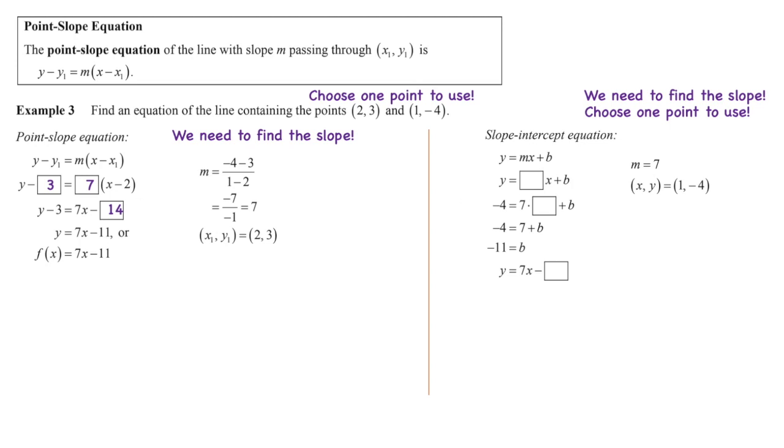This would then give us y equals 7x plus b. Now let's go ahead and substitute in our x and our y values so that we can find our y-intercept. -4 equals 7 times 1 plus b. Subtract 7 from both sides gives us -11 equal to b. We now can write our equation using slope-intercept, y equals mx plus b. In this case, y equals 7x minus 11.